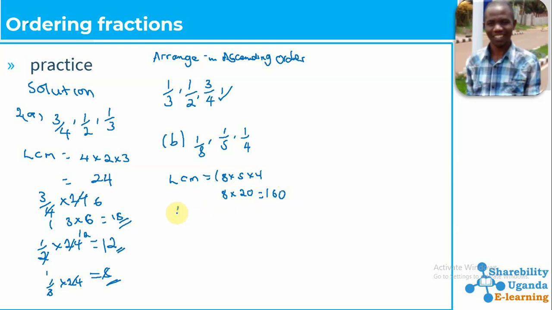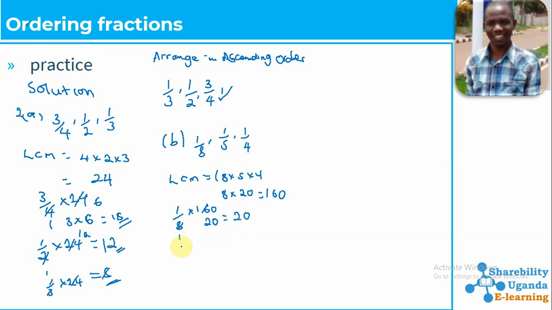Now then we say our 1 out of 8 times 160. Okay, so 160 divided by 8. Here we shall be able to get, remember 16 divided by 8 is 2. So that means here we shall get our 20. So here we have our 20 as an answer.